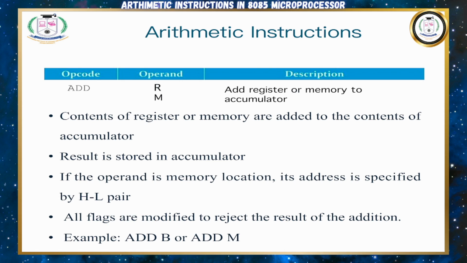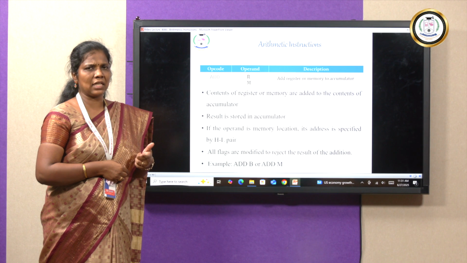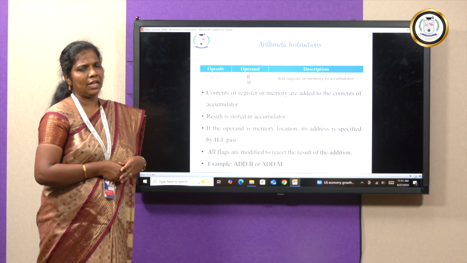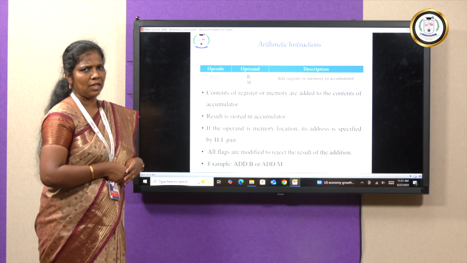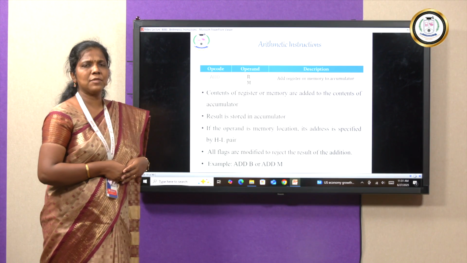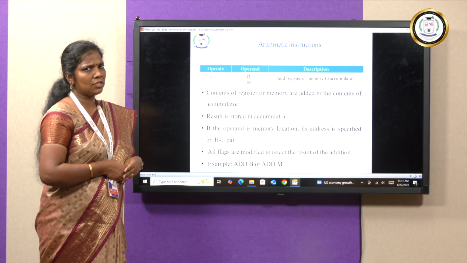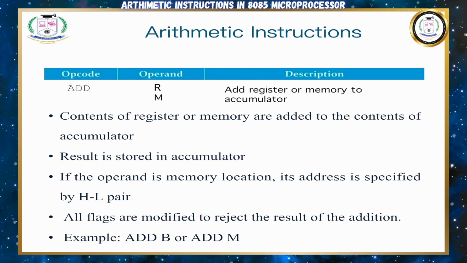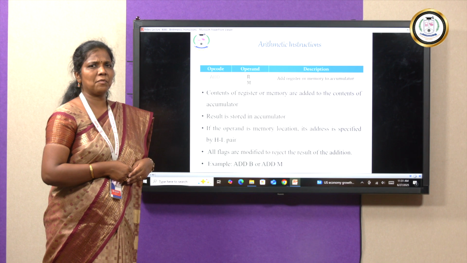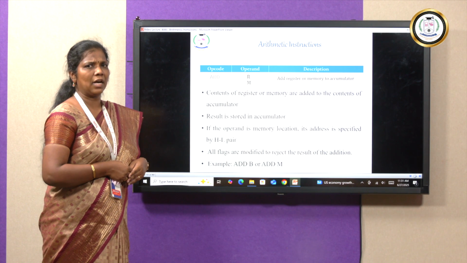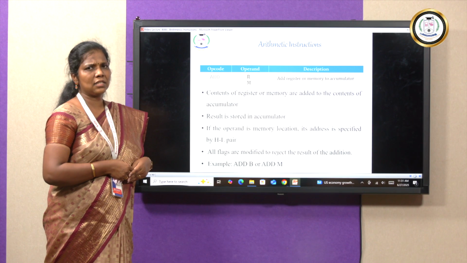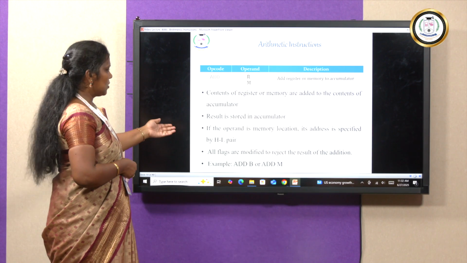So moving on to the example, the syntax here is ADD R. Here R stands for register. It can be B, C, D, E or HL. Any of the registers can be used here. And ADD M. M stands for memory. So the content of the register R is added with the content of the accumulator, and the result is stored in the accumulator. Similarly, the content of the memory is added with the content of the accumulator, and again the result is stored in the accumulator. And that is what has been given here.